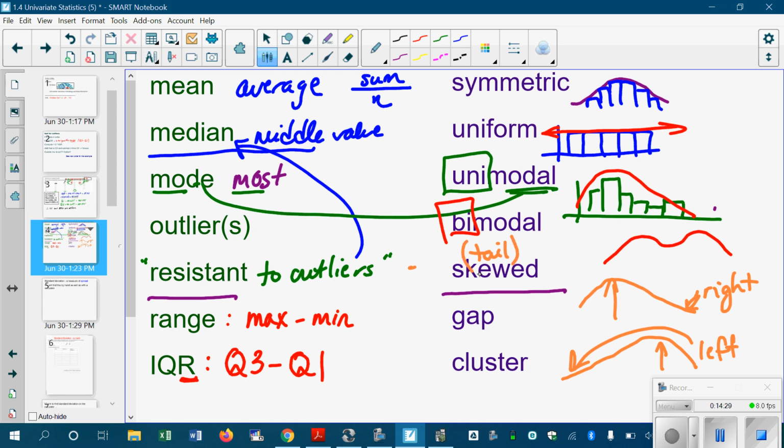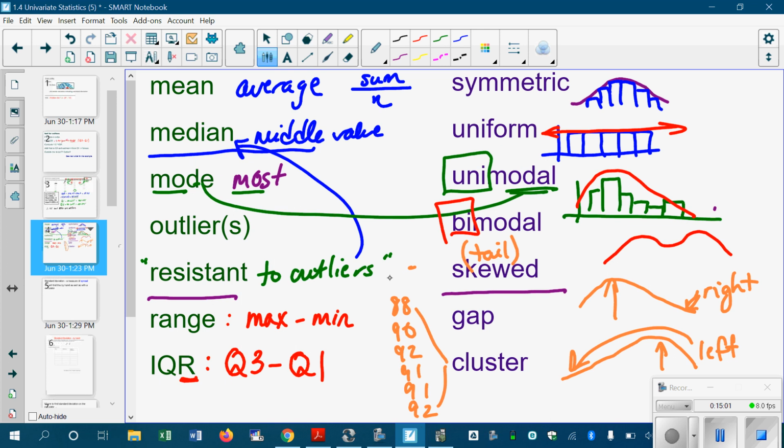The last 2 terms are gap and cluster. This is exactly what it sounds like. If you have a gap in the data, that's where you have a hole or something that's missing. A cluster of data is a lot of data that's really, really close together. So let's say I had a really good student listing out all of their test scores. I might say, wow, look at all that. That's really quite the cluster, because they're all really, really close together.